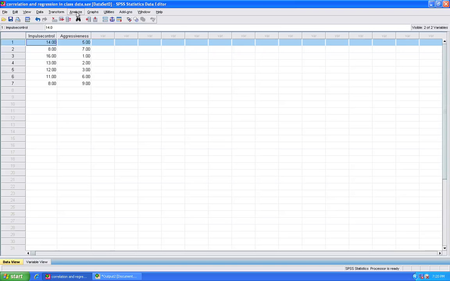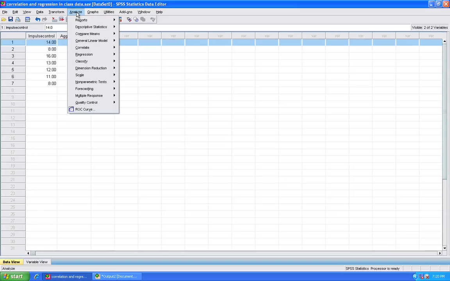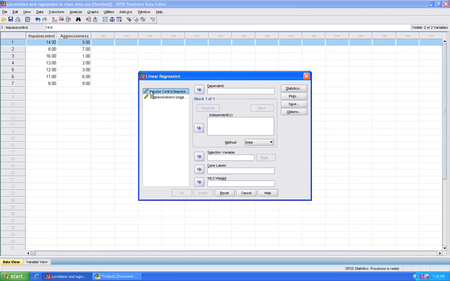In order to run a regression analysis, the goal should be to predict one variable from another. In this case, we want to predict aggressiveness from impulse control. In order to run a regression analysis, we click Analyze, Regression, Linear. The dependent variable, which is the variable that will be predicted, is aggressiveness. The independent variable in the study is the variable that we will be using to predict aggressiveness, which is impulse control.